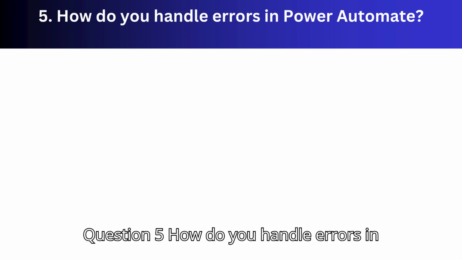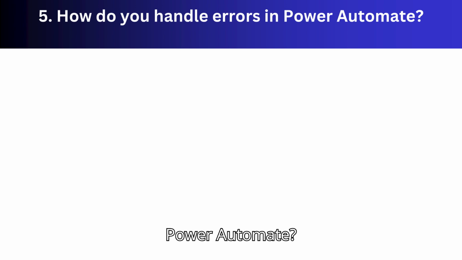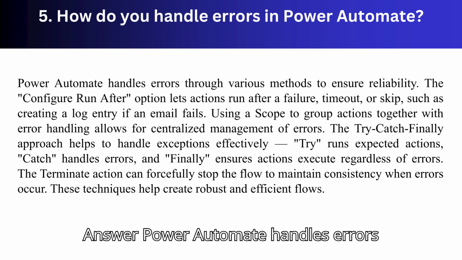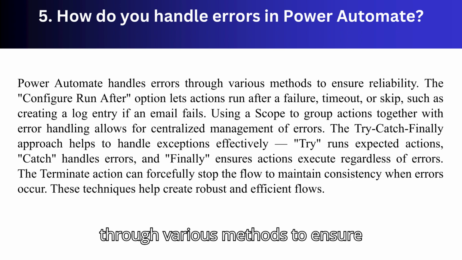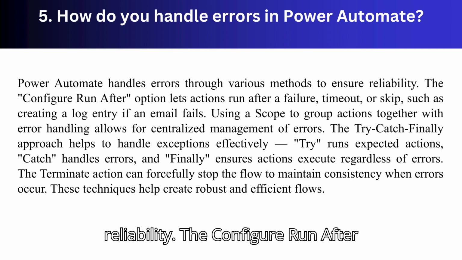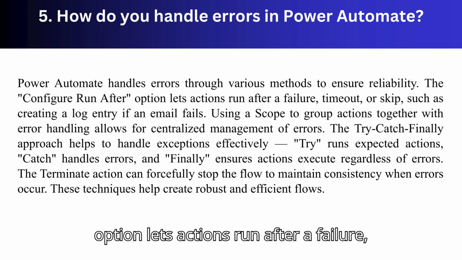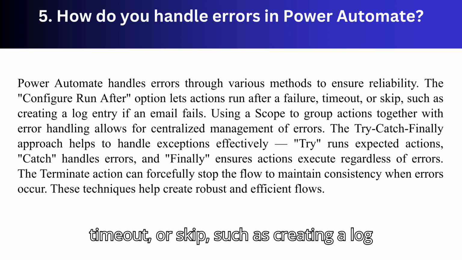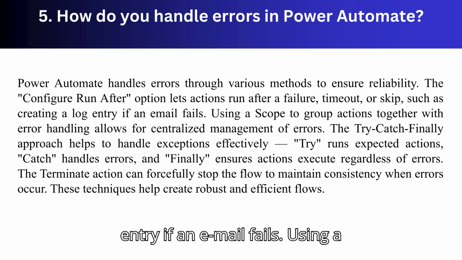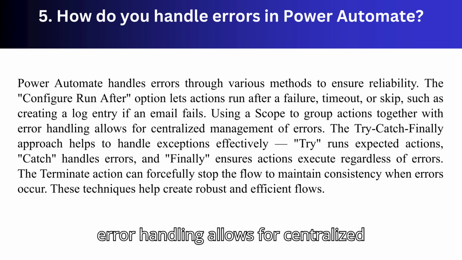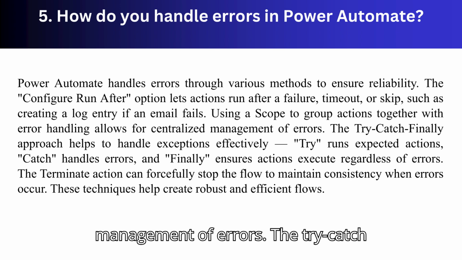Question 5. How do you handle errors in Power Automate? Answer: Power Automate handles errors through various methods to ensure reliability. The Configure Run After option lets actions run after a failure, timeout, or skip, such as creating a log entry if an email fails. Using a scope to group actions together with error handling allows for centralized management of errors.